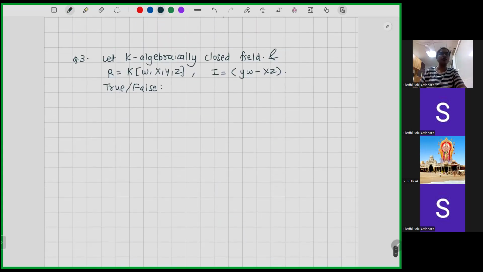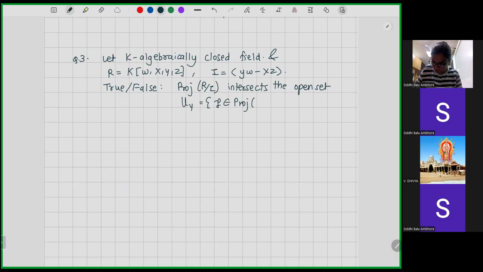Now the true or false for this: Proj R mod I intersects the open set Uy. So this Uy is an open set in Proj R mod I. And how do we define this Uy? Uy is all those P in Proj R mod I such that Y is not in P, and that's okay. So this is the question.